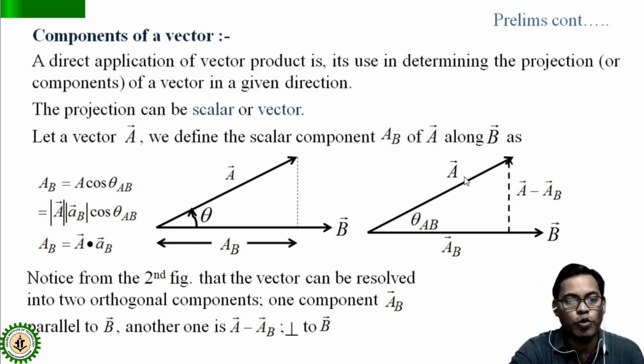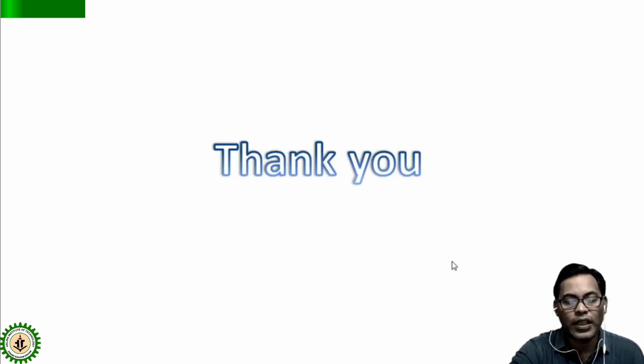Similarly, if we want to find the vector component, A can be decomposed or resolved into two terms, because it is a two-dimensional coordinate system: one parallel to B and the other perpendicular to B. Here the vector A_B is parallel to B, and A minus A_B is perpendicular to the vector B. So that is all for today's class, students. Thank you very much.